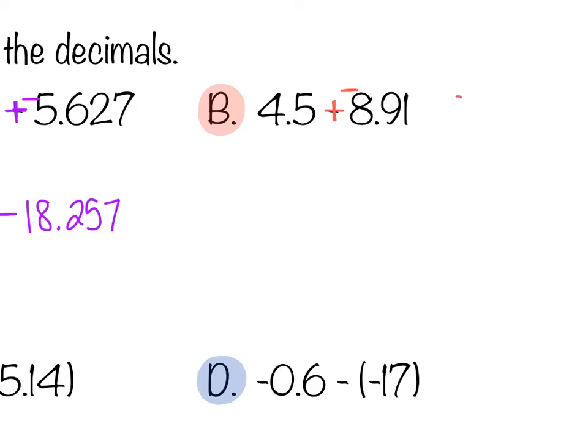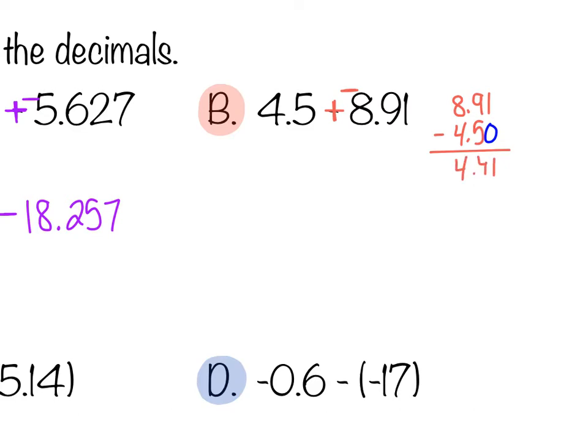We must put the larger number on top when we're subtracting. I think it's good to just go ahead and put the larger number on top every time so we don't forget it. So 8.91, different signs, subtract 4.5. Line up those decimals. You can put an extra 0. And then we're going to subtract. 1 minus 0 is 1. 9 minus 5 is 4. 8 minus 4 is 4.